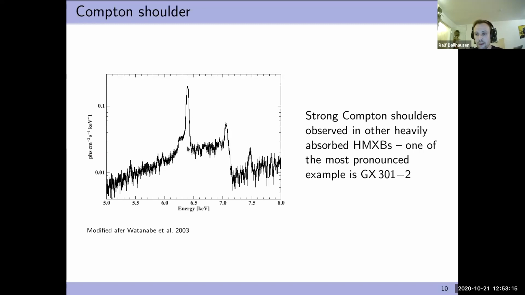And in particular, this ratio is more or less independent of any element abundance, because at the point where you do the Compton scattering, the absorption of fluorescence has already taken place.